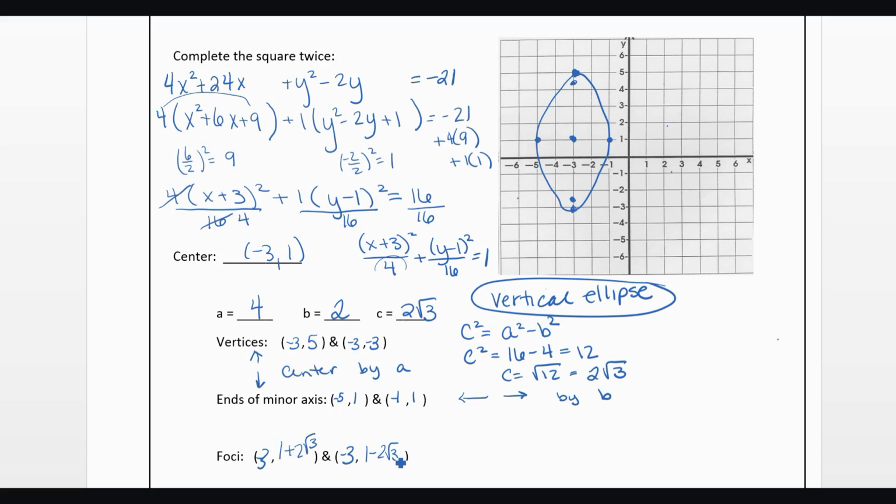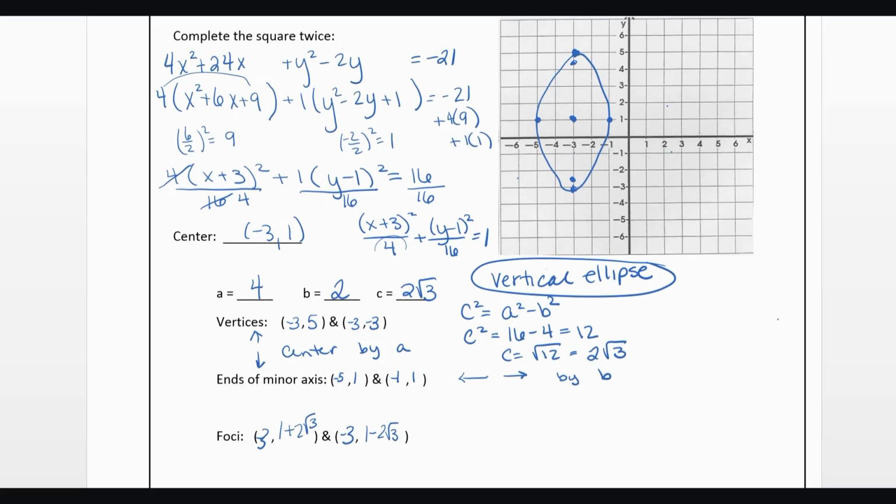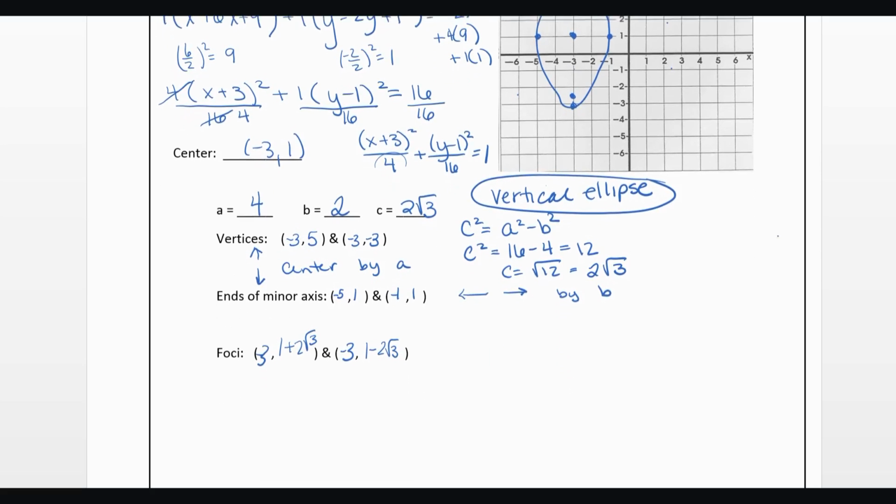Okay, so you have to kind of think when you're going up, you're adding to the y coordinate, and when you're going down, you're subtracting from the y coordinate. And that gives us all the pieces of our ellipse.